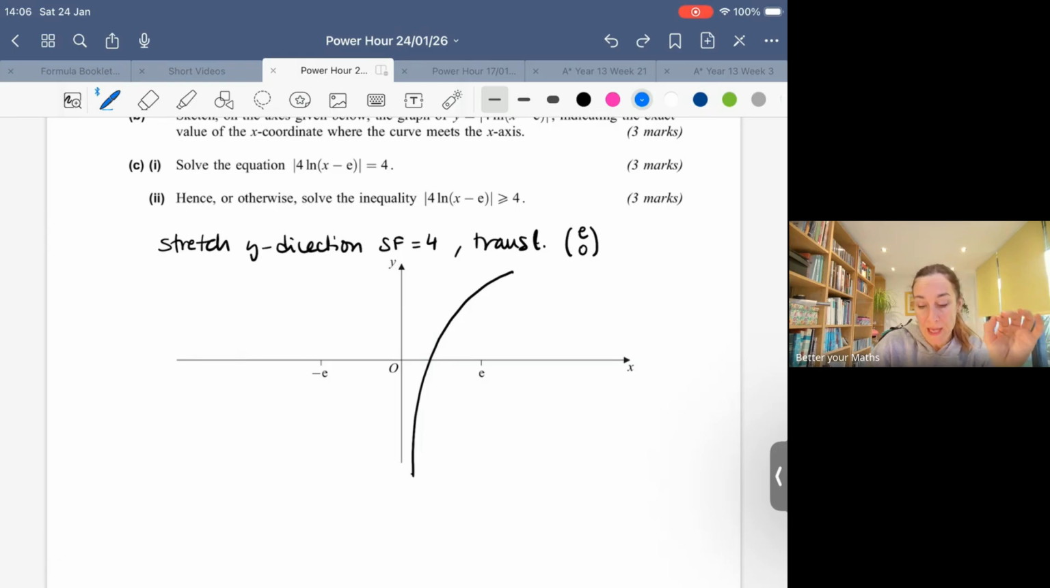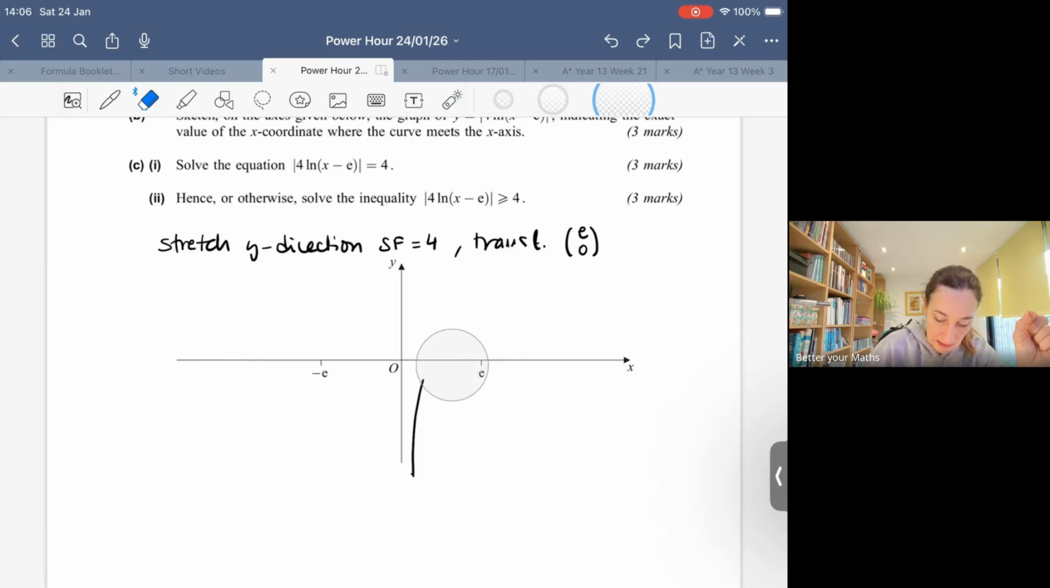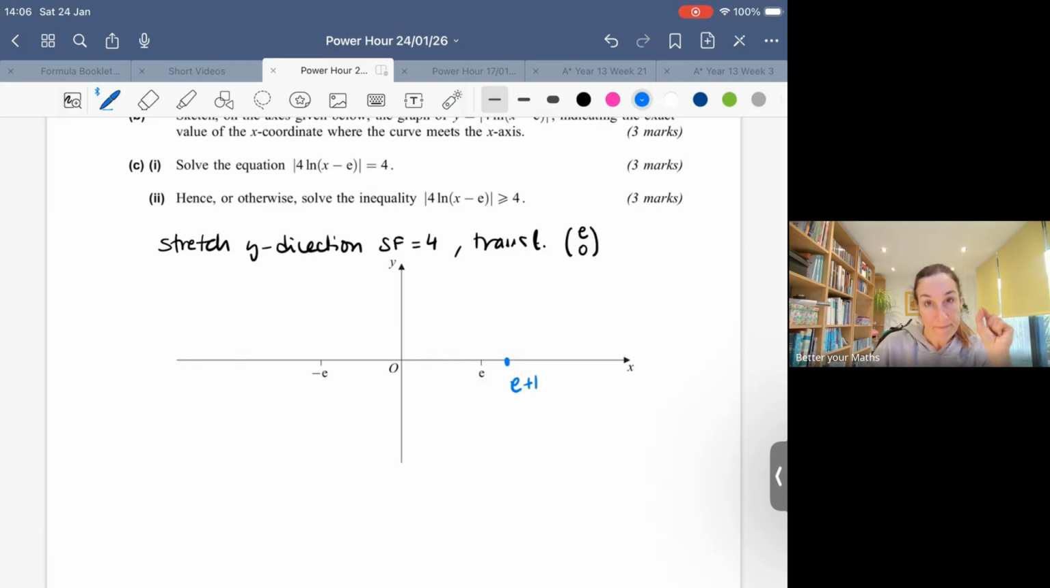And then I'm moving it. So this is 1, I'm moving it e to the right. So if this is 1 and I move it e to the right, it's going to be somewhere here. So e plus 1. This function is going to cut the x-axis at e plus 1. That's my point of intersection, e plus 1. And that function is going to have a different asymptote. Where is the asymptote? Can someone tell me?